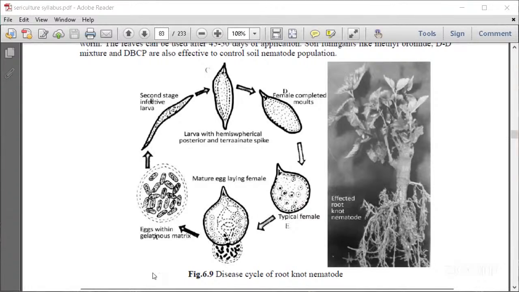yes, there are the life cycle stages: egg, larva, and adult. Here you can see the egg and larval stage. This is the second stage and the adult stage. These are the egg, larval, and adult stages.